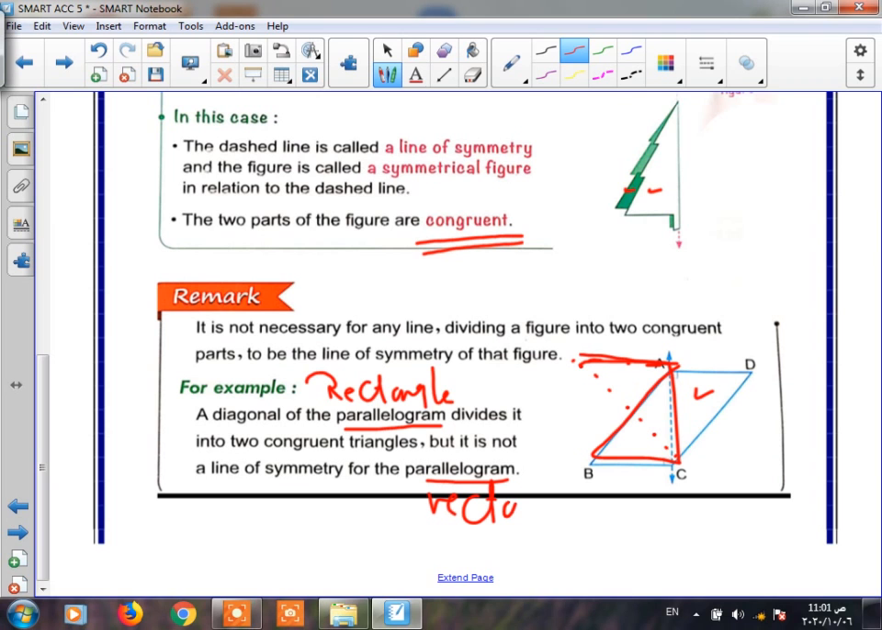Okay? They have the same question. It comes in the exam as a complete-the-sentence question. A diagonal of a rectangle divides it into two congruent triangles, but it's not a line of symmetry for the rectangle. You will write not a line of symmetry. Okay? Here we have some figures. Each has a number of lines of symmetry. Like what?